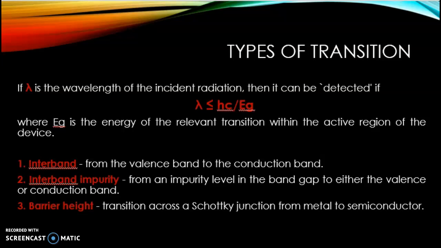And this transition is of three types: interband, interband impurity, and barrier height. Interband means from the valence band to the conduction band. Interband impurity is from an impurity level in the band gap to either the valence band or the conduction band. In the first case, it is the valence band to the conduction band, and in this case, an impurity level in the band gap to either the valence band or the conduction band. And the last one is barrier height, that is transition across a Schottky junction from metal to semiconductor.